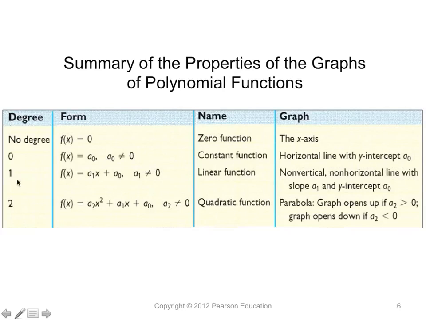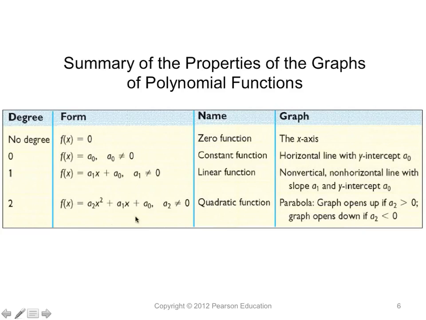Now you can also have something of degree 1, where we have f of x equals a sub 1 times x plus a sub 0, where a sub 1 is not equal to 0. a sub 0 could be 0 though. You don't need a number there. Basically you just have one x term raised to the first power. This is going to be a linear function, and we've talked about linear functions in this class before. a sub 1 is going to be the slope and a sub 0 is going to be the y-intercept.